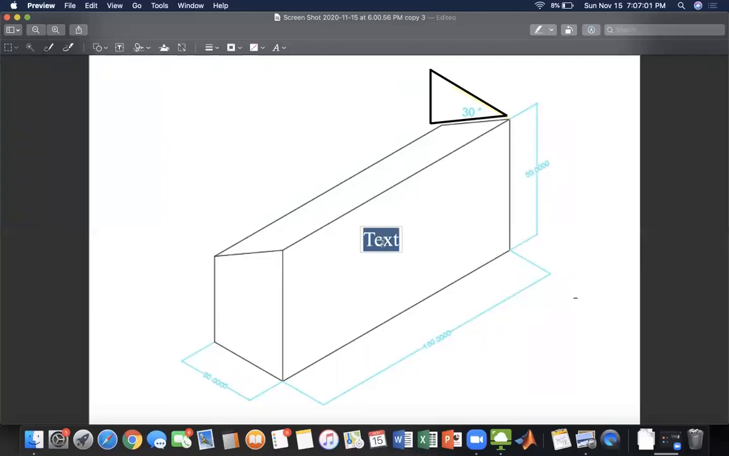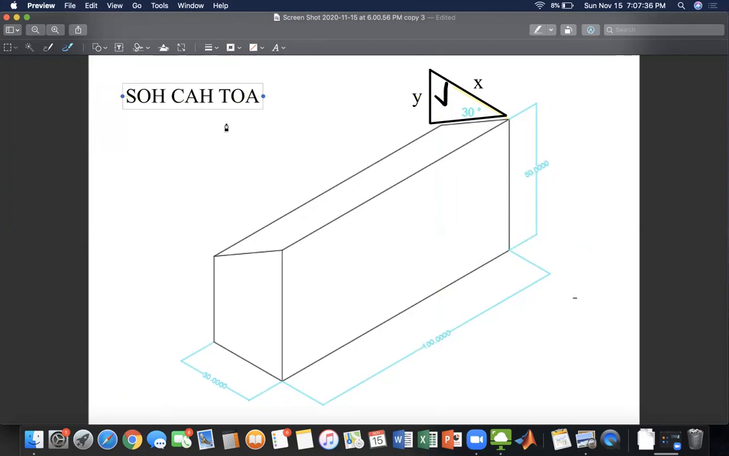And we're going to call this line X, and we're going to call this line Y right here. And we know that this is a right triangle since this angle right here is perpendicular. So I'm just going to denote that with this. And okay, so from trigonometry, we know that sine equals opposite over hypotenuse, cosine equals adjacent over hypotenuse, and tangent equals opposite over adjacent, right?